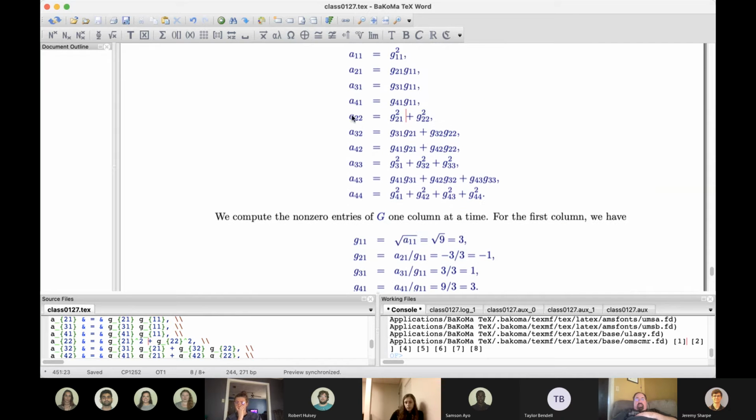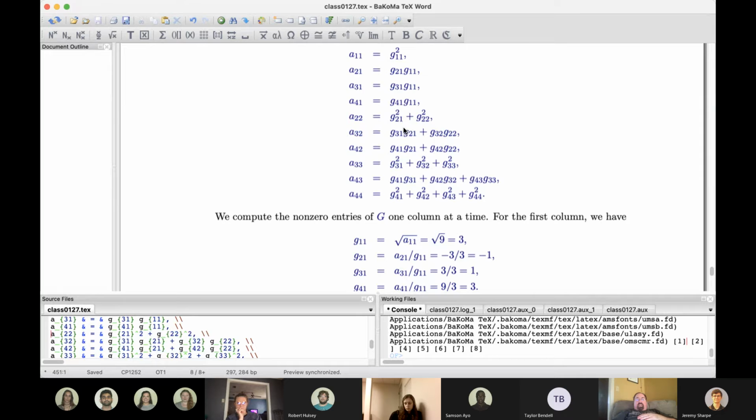Now what I'm doing, when I go to A22, I update it. I have G21 already, so I subtract G21 squared off. Here at A32, I know this term because I have G31 and G21 from before. I subtract it off. Same thing with A42. I know these already. Subtract them off. So these three lines deal with the second column of A.